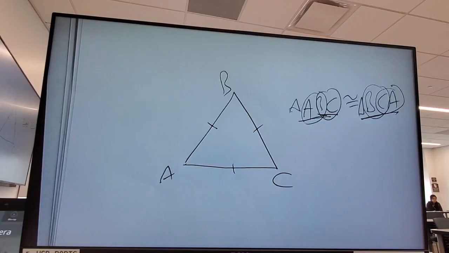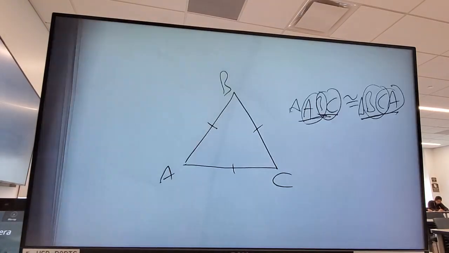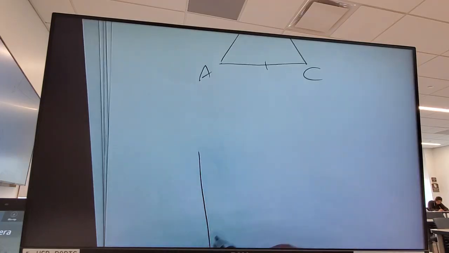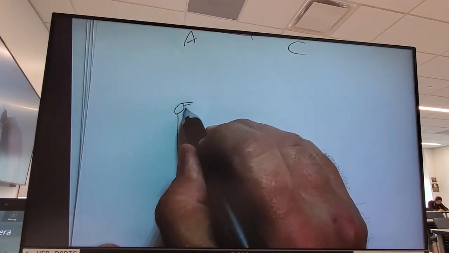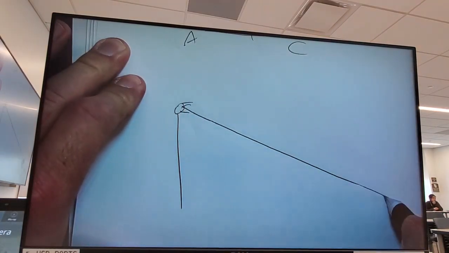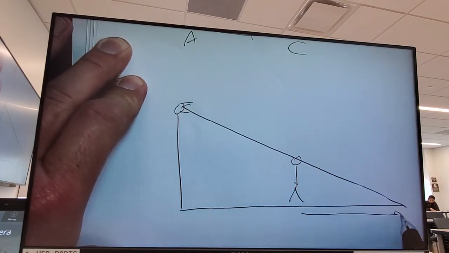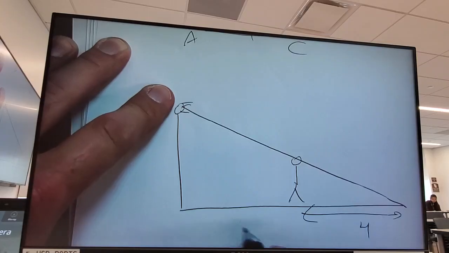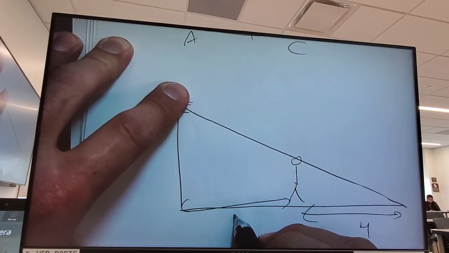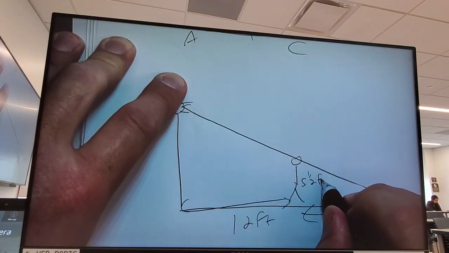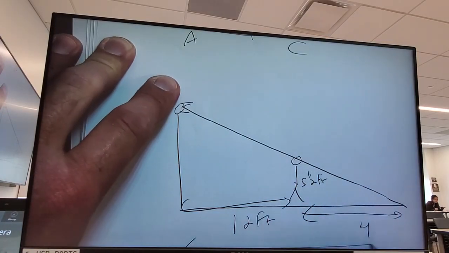Number 5 on the test. Oh, Ralph. Okay, here's the right way to draw this Ralph picture. Not to scale. This is 4 feet of shadow, and he is, what did I say, 12 feet away? He is 5.5 foot tall. So how long is this side total?